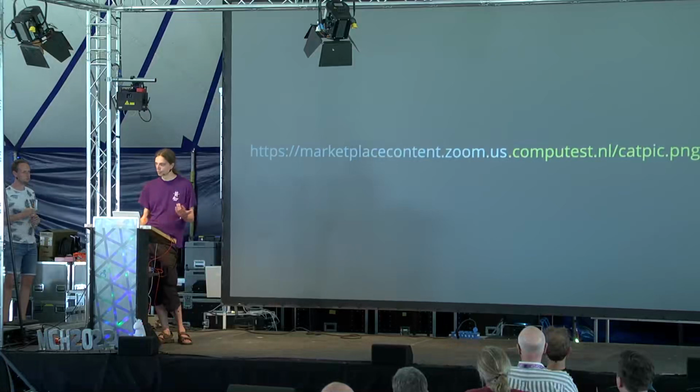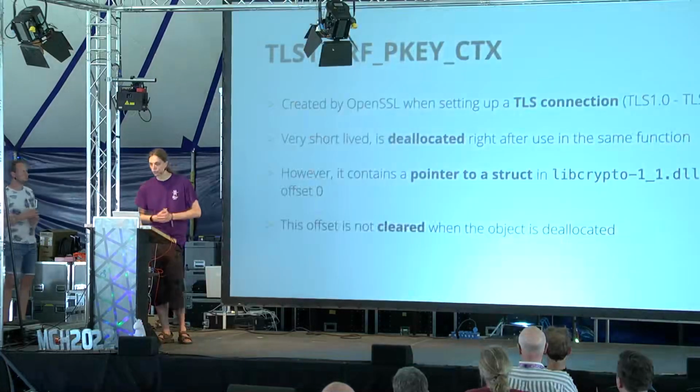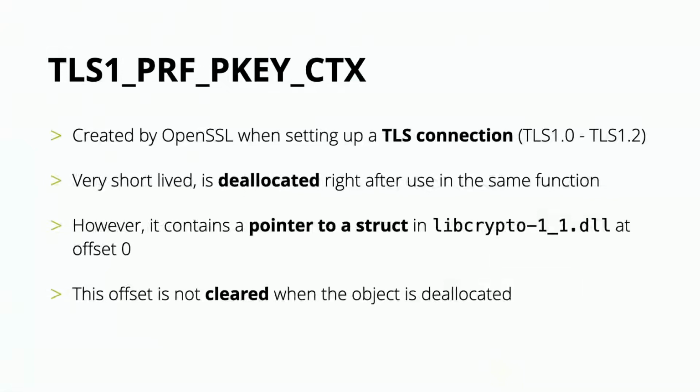And then the object that we wanted to use for our leak, we found the TLS1 PRF key context object, which is in OpenSSL. This is an object that's created during the TLS handshake to hash some data, I think. But one thing about it that's a bit annoying for us is that they create it, they fill it with data, and then once the handshake is done, they delete it again. So it's deallocated immediately after it was used. So that was a bit tricky.